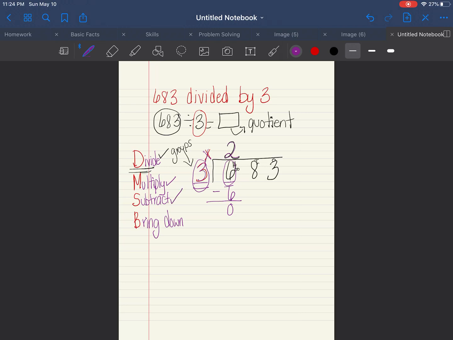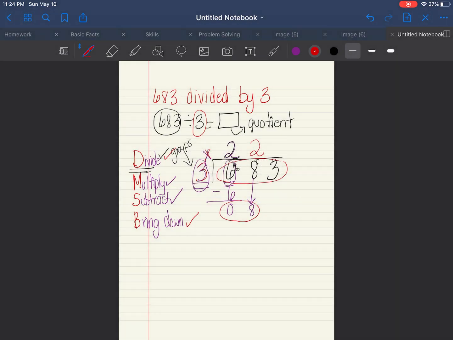Now we're going to subtract. 6 take away 6 would be 0. Check mark. And now the last step is to bring down. We're going to bring down the next digit, which will be an 8. Check mark, and we go back to the top, which means to divide. Now, we're not looking at the number up here anymore. We're actually looking at the number at the bottom. How many times can the 3 go into the 8? Or 3 times what gives me 8?